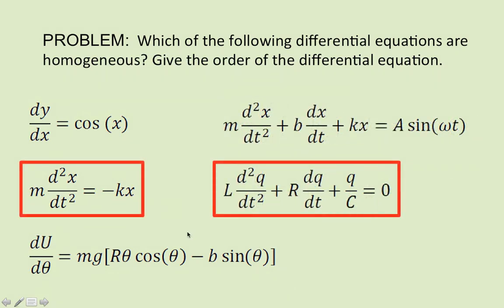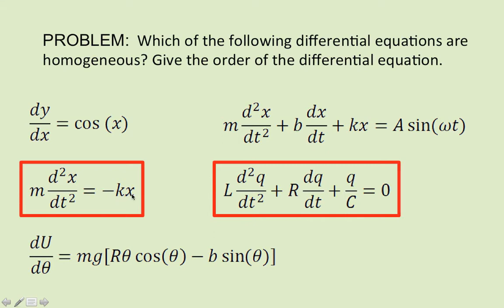The ones that are homogeneous are actually these two. This one has a function of the independent variable, so this one has a b of cosine x. This one also has a function of the independent variable, so this one has a b of a sine omega t. However, this one, usually we write this on the other side.